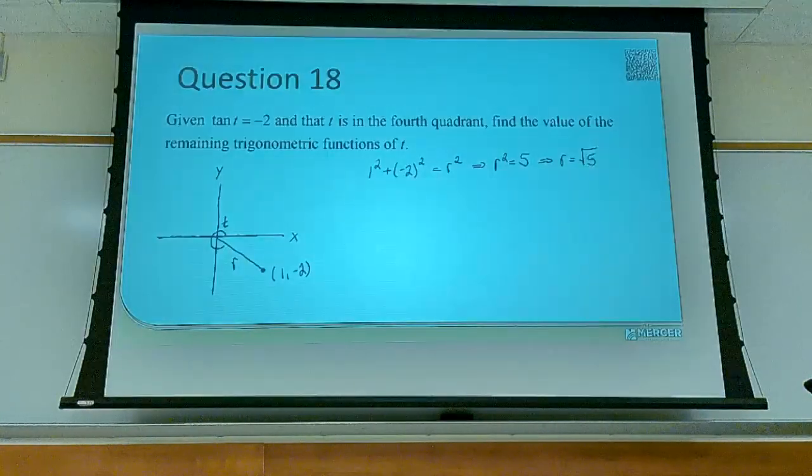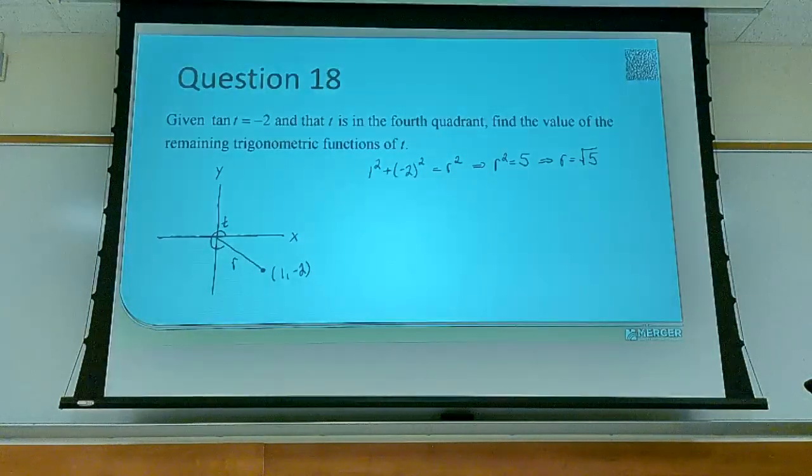It's just root 5. R is a length, and length can't be negative, which means it has to be positive. R is always positive. You can also think of r as the radius of a circle, and radius has to always be positive. So that's what you have to remember: r is always positive. It's only x and y that can be negative.